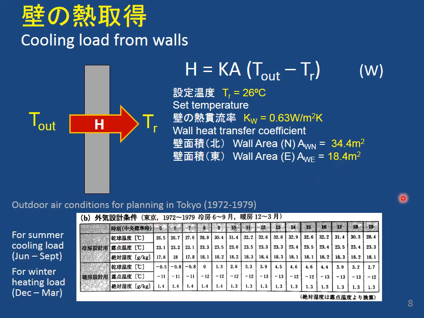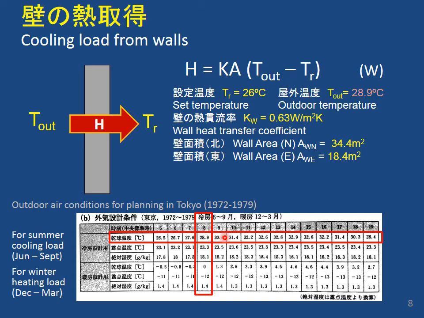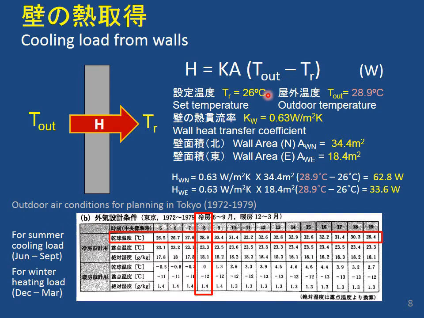So we want the outdoor temperature, and our problem is 8 a.m. So we'll use this. 28.9 degrees is the typical outdoor temperature at 8 a.m. in Tokyo in summer. So we can use this equation. We know the area of the wall, the temperature difference, and calculate here.